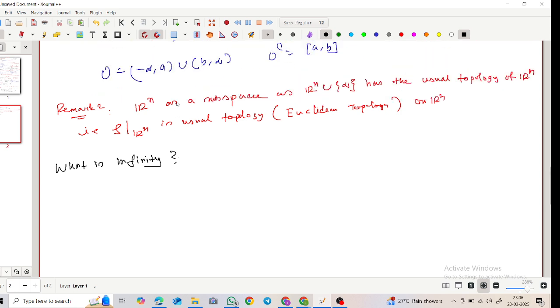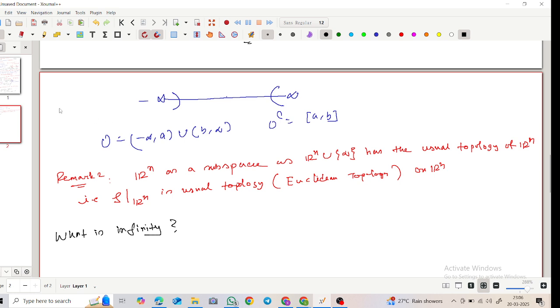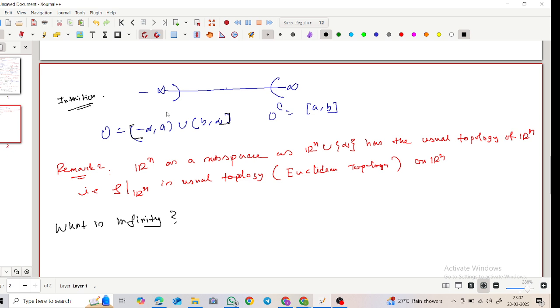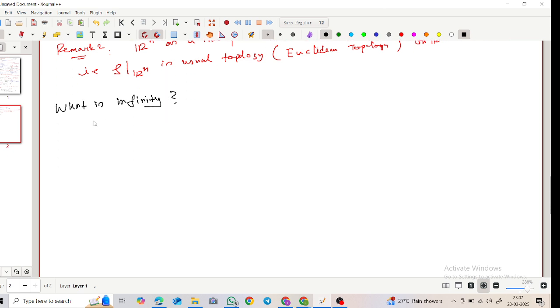Okay, that's a good point. First of all, this is an intuition. I should have written it like this, closed. So that's not an open set in R, because infinity or minus infinity is not inside R. So what is infinity? My answer is, infinity is just a symbol.